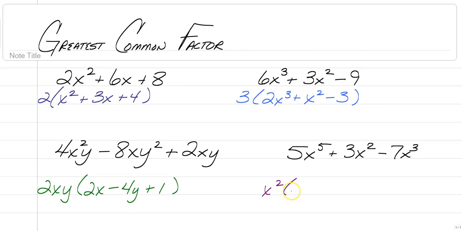So now we're going to have 5 x to the 5th divided by x squared is x cubed. X squared divided by x squared is x, but we still have our 3. And then we have 7 x cubed divided by x squared is just x. Okay, and that's it. That's how you factor out a GCF, or a greatest common factor.